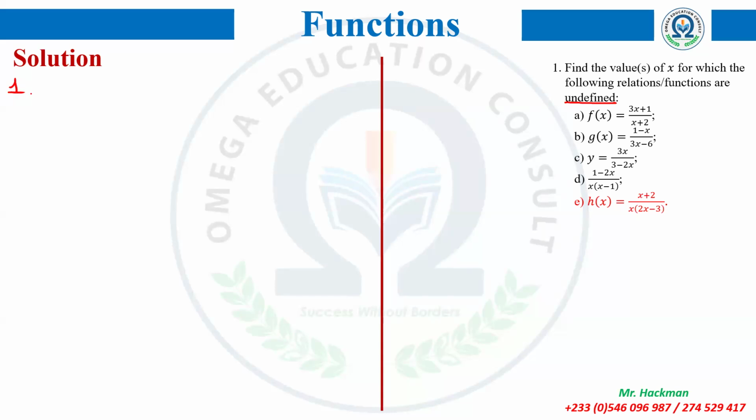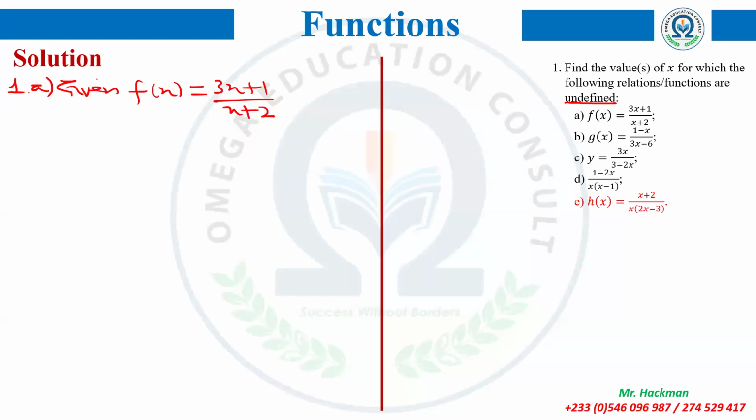So major question number 1. With the major question number 1, can I extract any information given there? No. So I will come and write the A. I don't come down and write the A. So 1A, I have an information that I can pick. What am I given? f of x is equal to 3x plus 1 all over x plus 2. Is that clear?